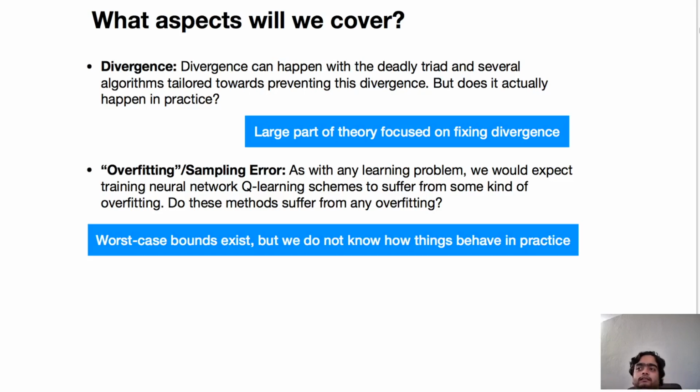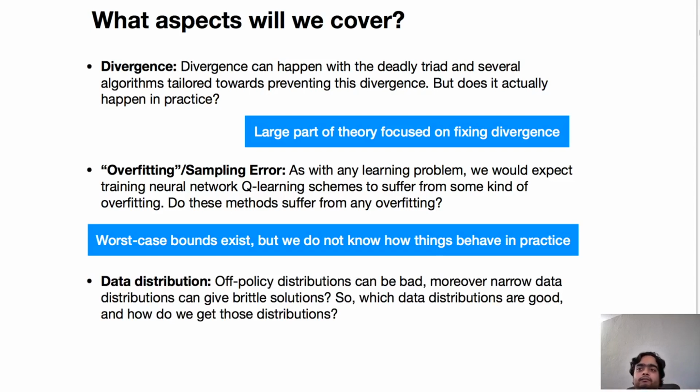Here, in theory, we still know that there are worst case bounds, like you can bound the generalization of a neural network using some theory. There's a lot of theory on generalization, but we don't know how those things behave in practice. There are still bounds that we can get, but what is the exact behavior in practice? If I were to run Q-learning or deep Q-learning methods on my RL problem as a practitioner, I don't know what will happen. And the final bit that we'll talk about today is the notion of data distribution.